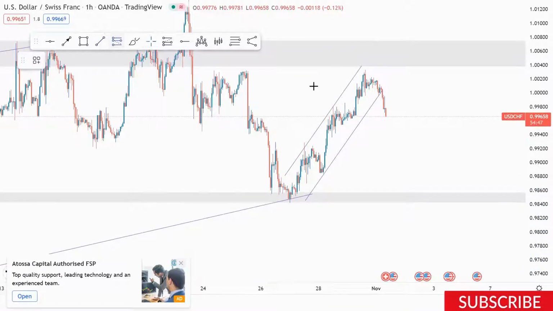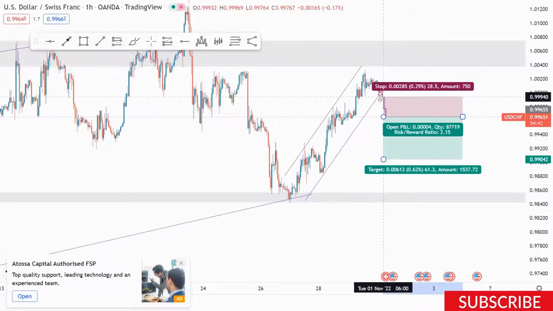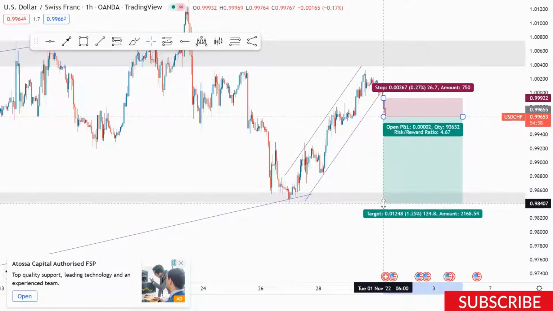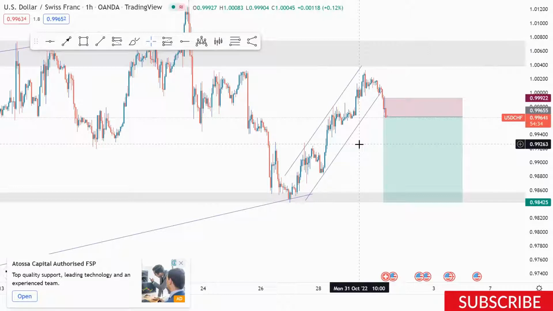So this is what I'm saying here. We're looking at that, then stop loss at least there, and then this is the target. Okay, yeah, guys, so this is what I see on USD Swiss francs. So that's it from me, guys.